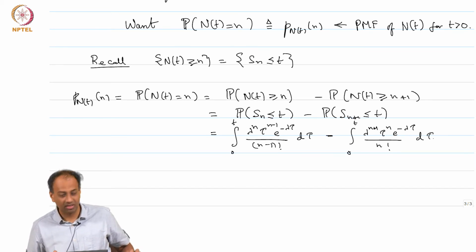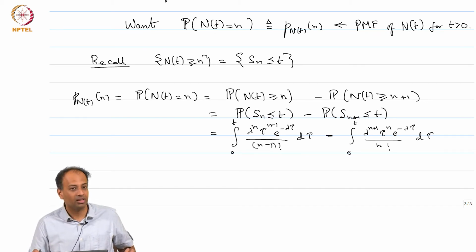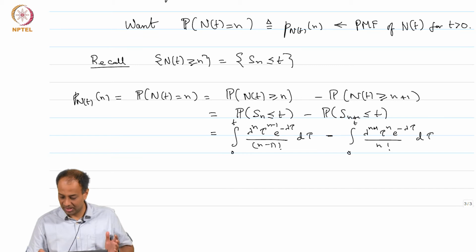What have I done? I want to look at the probability S_n less than or equal to t, which is the CDF of S_n, which is the running integral from 0 to t of the Erlang density. I am writing tau here because I want the variable of integration to be different from the limit, that is why I have put tau if you are wondering why. And similarly I have done the same thing with n replaced with n minus 1.